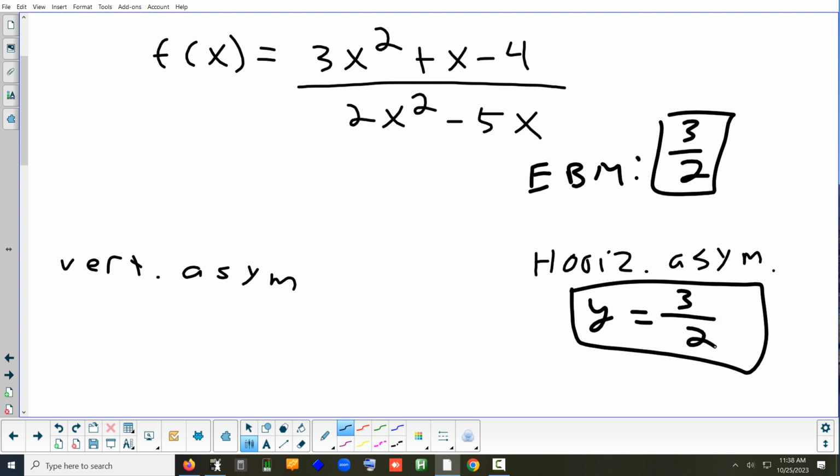So even though the degrees are the same, you still get a horizontal. Once the degree in the top gets bigger, the horizontal goes away, and now we start getting a slant or even curves. Okay, so that'll be tomorrow.